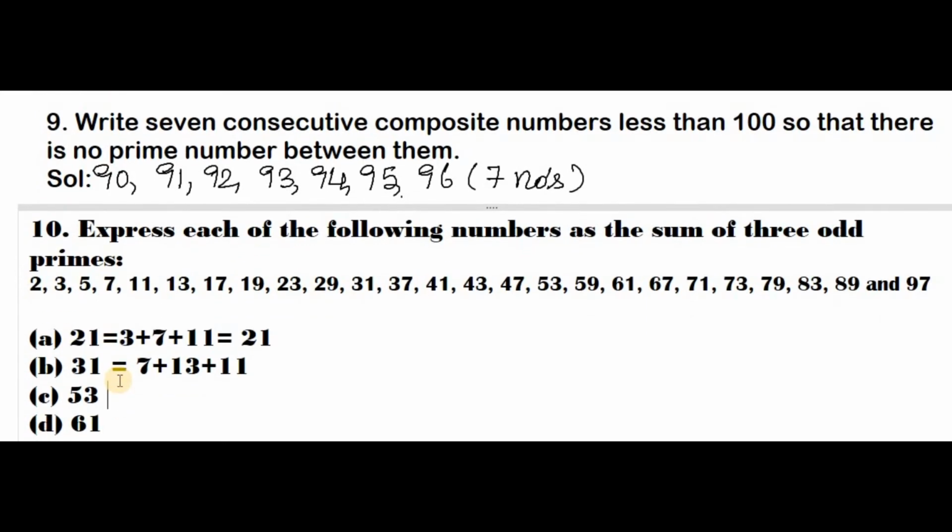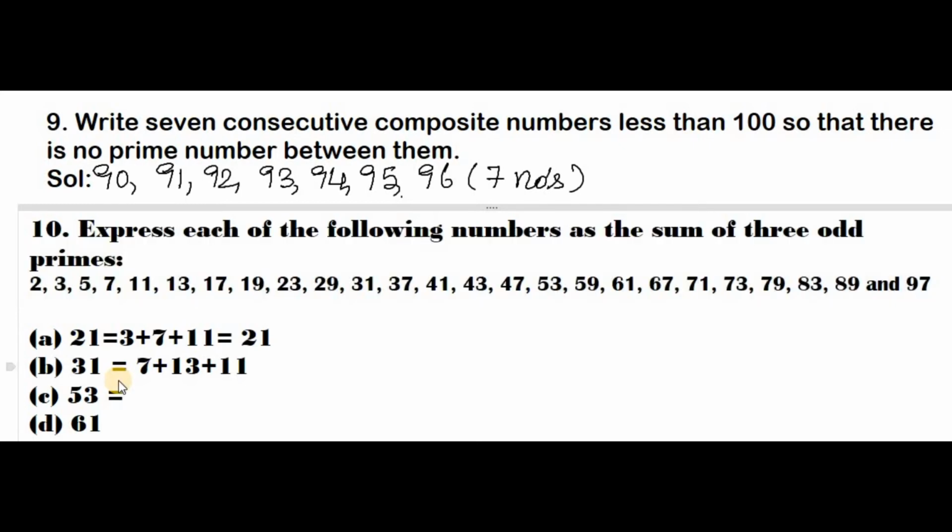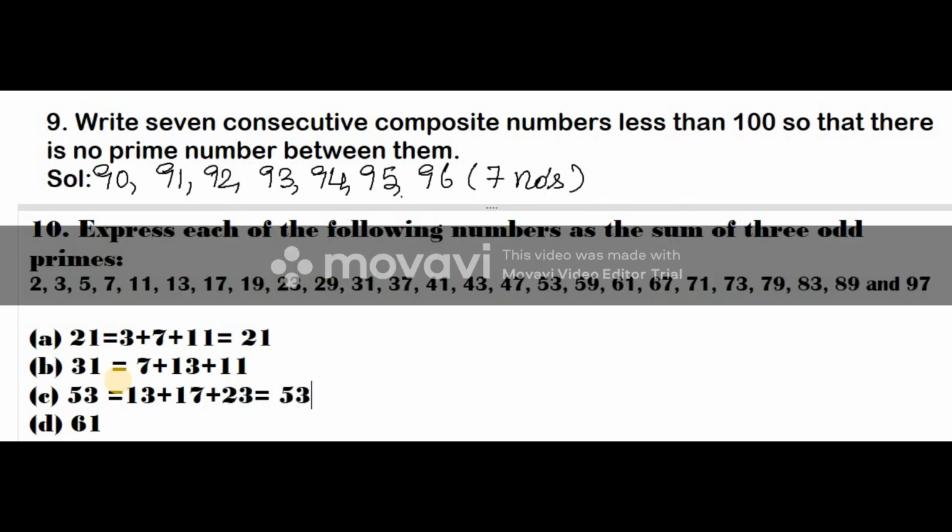Okay, and now in the same way for 53. So the prime numbers like 13 plus 17 is 30, 30 plus 23 is 53. You got 53. Now in the same way check it for 61.